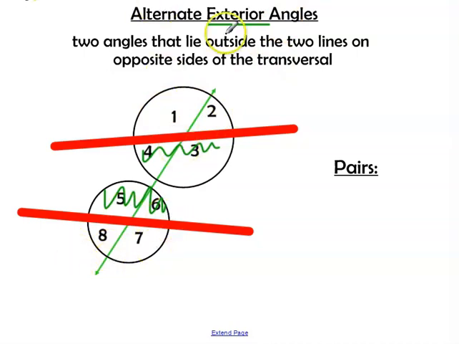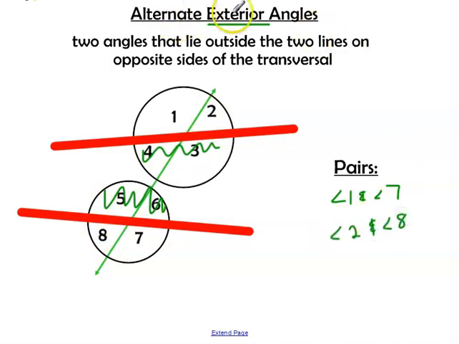Now that word alternate means opposite sides of this transversal, so they need to be on opposite sides of that green line. In our ruling from before, you have to take one angle from each circle to make a pair. So 1 is on the left side, 7 is on the right side of the transversal. They're in opposite circles, and they're both outside of the red lines. So angle 1 and angle 7 are alternate exterior angles. Likewise, angle 2 and angle 8 are alternate exterior angles.